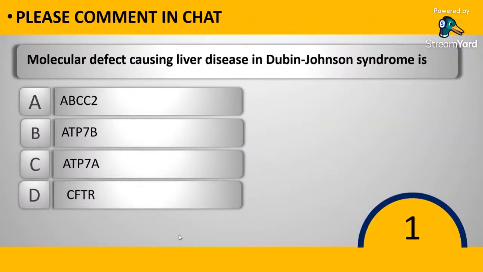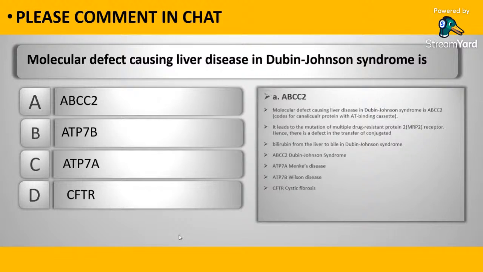The molecular defect causing liver disease in Dubin-Johnson syndrome is: A. ABCC2, B. ATP7B, C. ATP7A, and D. CFTR. Well, the correct answer here is ABCC2. ATP7A corresponds with Menkes disease, ATP7B Wilson's disease, CFTR cystic fibrosis, ABCC2 Dubin-Johnson syndrome.